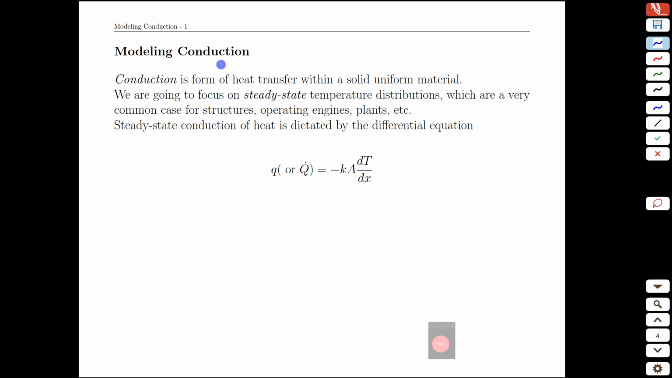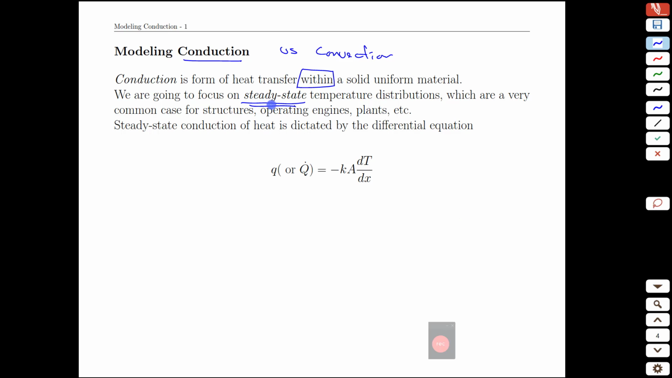To motivate our study of heat transfer, we're going to focus on conduction, and this is versus other options like convection. The key thing about conduction is that it's the form of heat transfer within a solid material. We're going to assume it's a uniform material. We're also going to focus on steady state temperature distributions, and the reason we focus on those is those are what we typically look at for most generic applications.